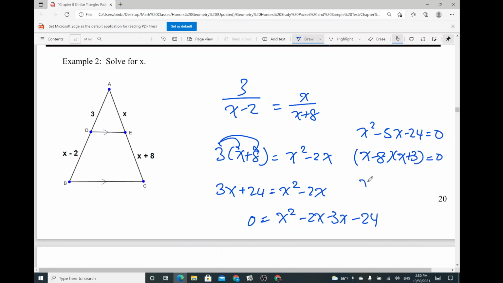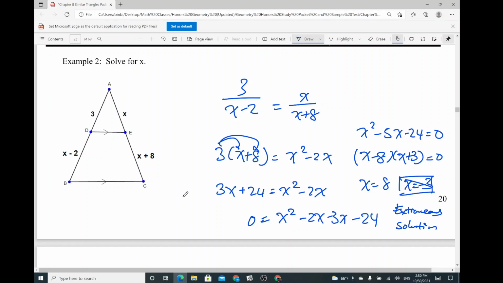So that means x equals 8, and also x equals negative 3, but this one is the measure of the segment, so x cannot be negative 3. So x equals negative 3 would be the extraneous solution, or the invalid solution.